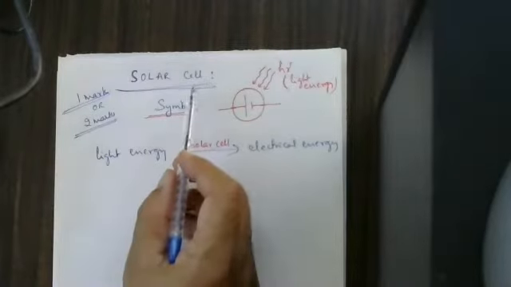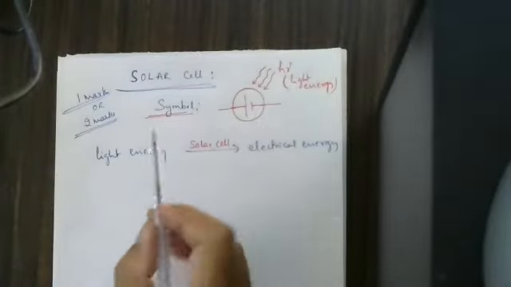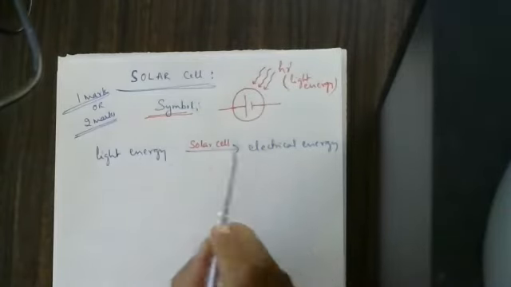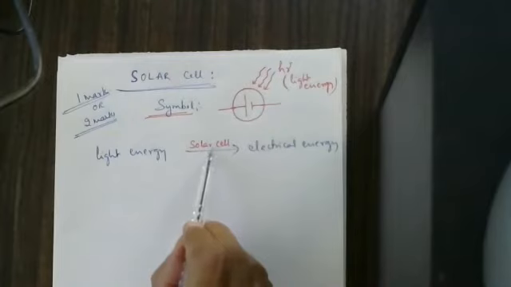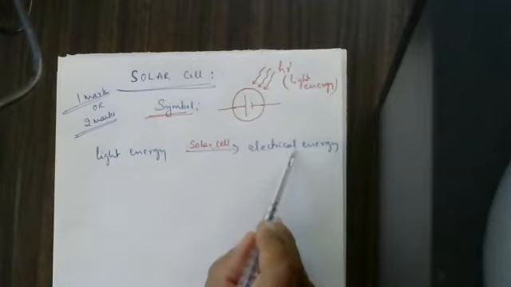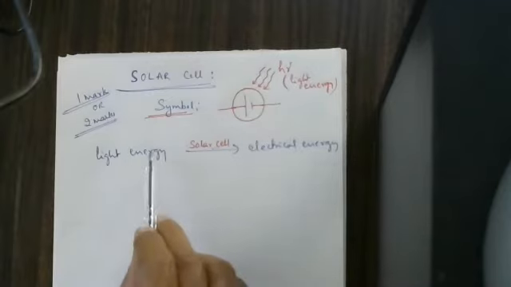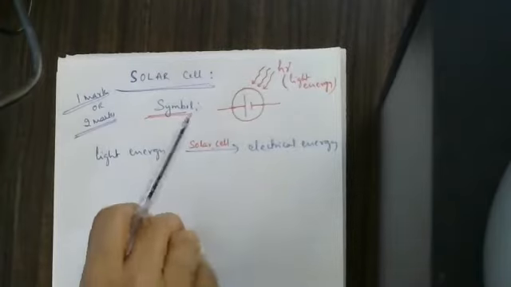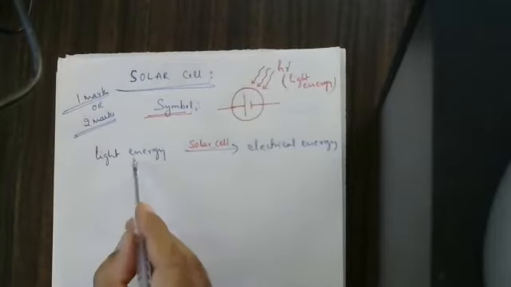The solar cell symbol is this. A solar cell converts light energy into electrical energy. The light energy may be artificial light or sunlight. Usually we prefer sunlight because India is a tropical country.